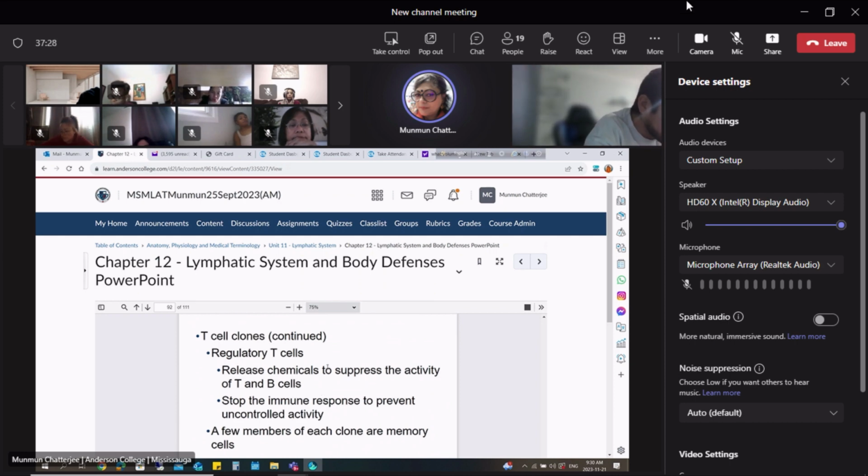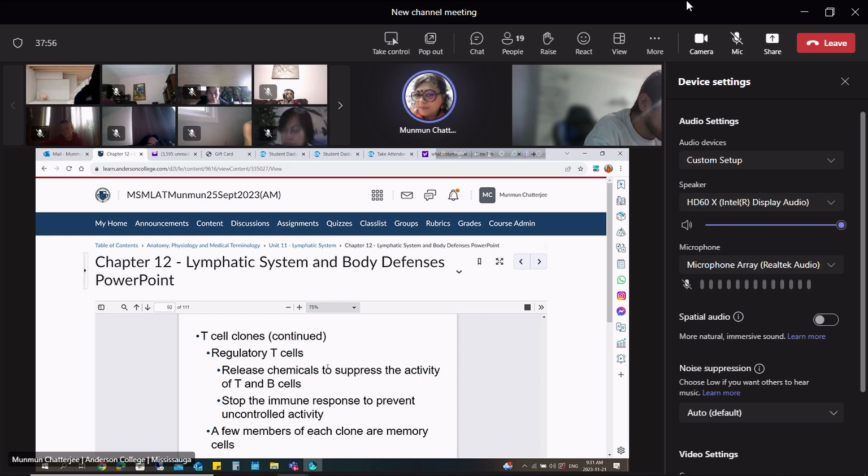Except the helper T cells, we have regulatory T cells. What they do, they release chemicals to suppress the activity of T and B cells. We also need the regulatory T cells, right? Once it started, the uncontrolled production of antibody can start. Now somebody has to stop the activity of the T cells when there is no infection. The regulatory T cells do that.